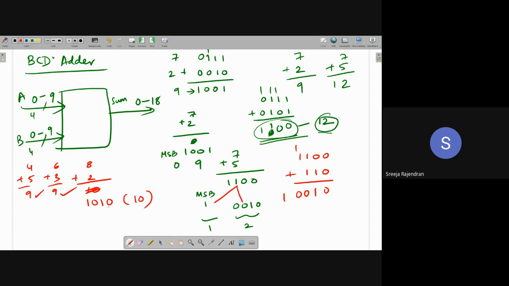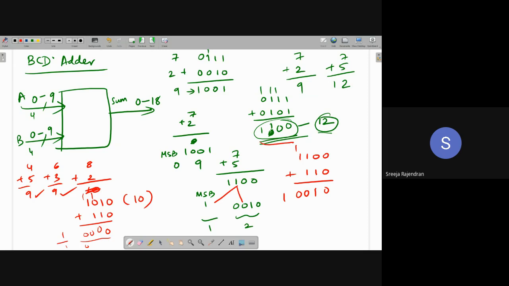Now if I add 6 to it, when I add 6, 110, it becomes 0. That means I have to make my least significant nibble, nibble meaning a group of 4 bits, 0. And then the next one has to be incremented to 1. So if I add 6, this becomes 0, so this is 1 and this is 0. Now 10 is generated.